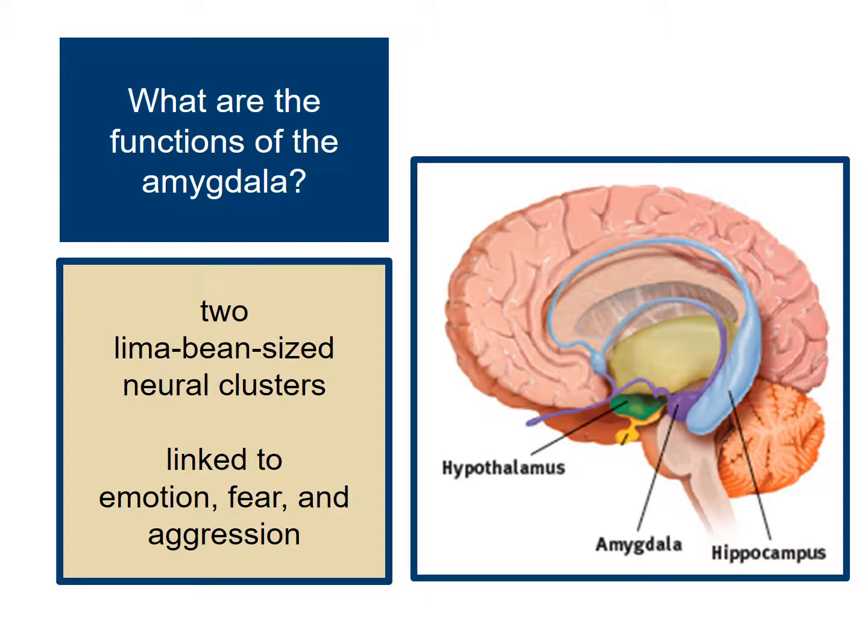So we're going to start with the amygdala, and the amygdala are two lima bean-sized neural clusters. Neural clusters meaning bundles of nerve cells. And the amygdala is linked to emotion, fear, and aggression.